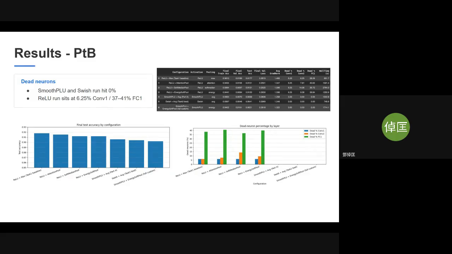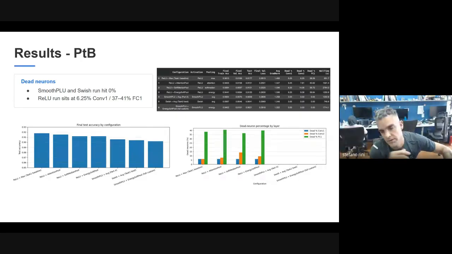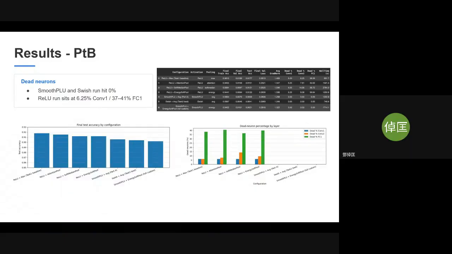This indicates that the dead neurons are primarily determined by the activation function rather than the pooling method. But I guess this is based on the previous wrong things that we had, right? So yeah, exactly. If you decide the threshold and you look at the amount of neurons below the threshold, whatever. We got the idea. Okay, very good. Go ahead. Next slide, please.